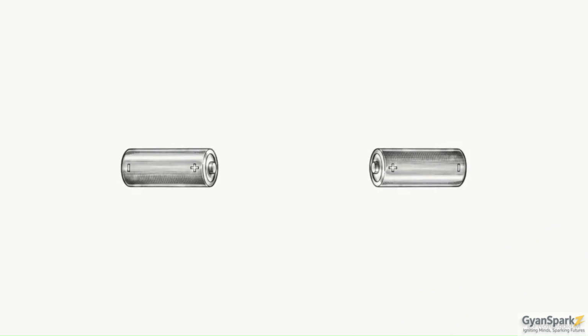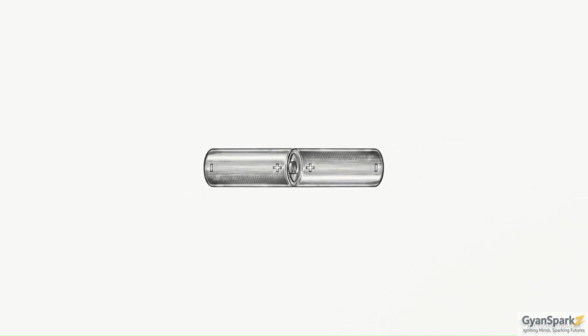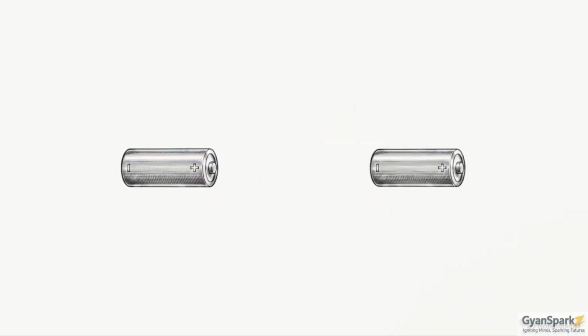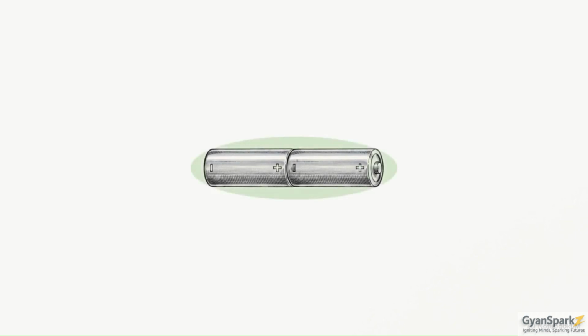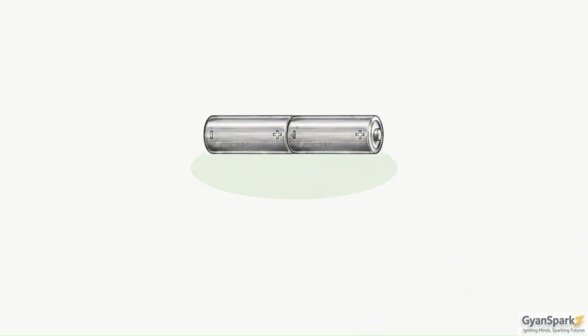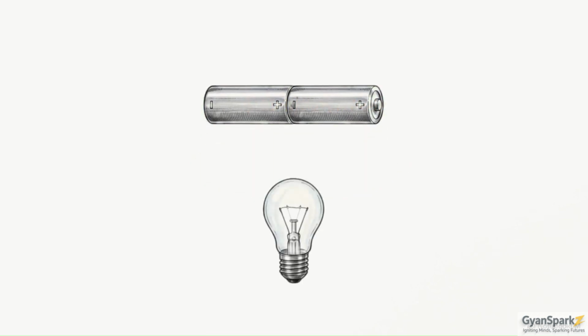If a single cell isn't enough, we might stack two together. But look what happens when we push two positive terminals cap to cap. The circuit fails. To combine cells properly into a battery, the positive terminal of one cell must always connect to the negative terminal of the next. This arrangement ensures a continuous path for the power to move.